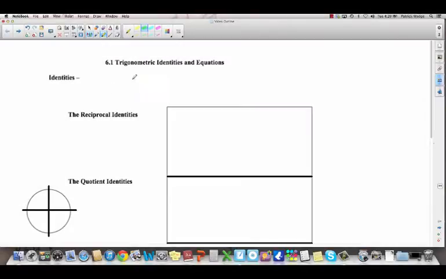Alright, chapter 6, we're continuing on with trigonometry, another chapter of trigonometry, and the first section in chapter 6 is trigonometric identities and equations. Now, I don't know why they call this section equations, because we don't deal with equations. We'll do that in a later section, but we are dealing with identities.